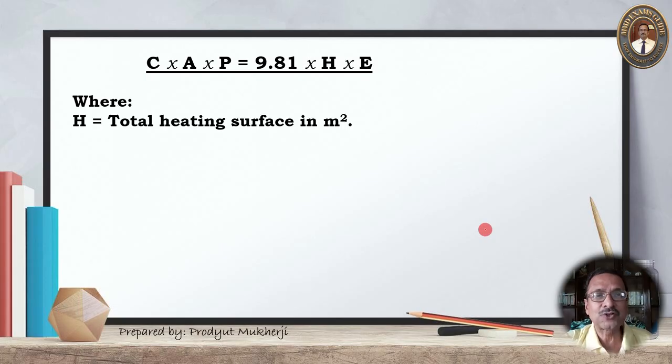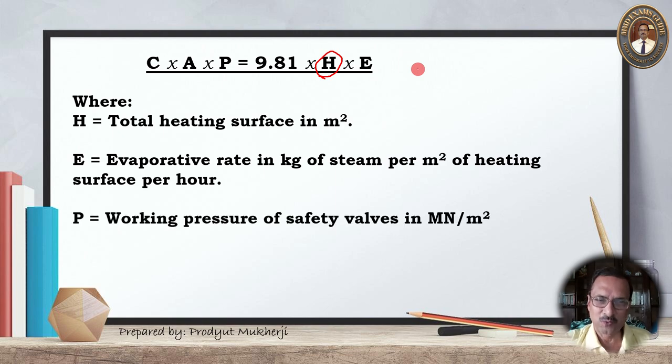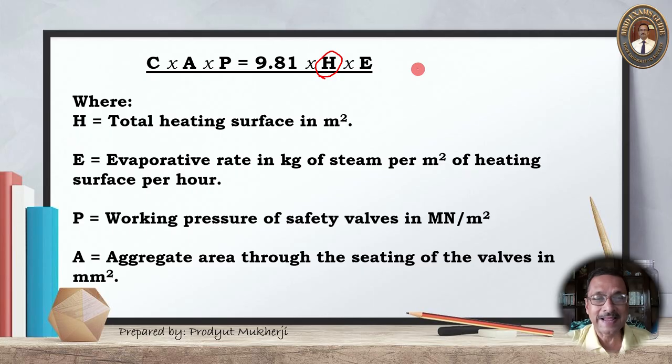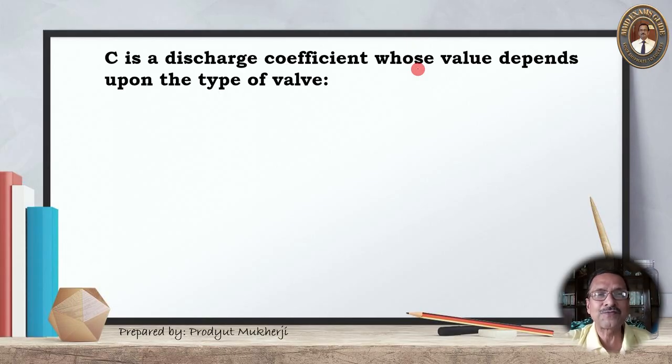H is the total heating surface area of the boiler. He is the evaporative rate in kg of steam per meter square of heating surface per hour. P is the working pressure of the safety valve in meganewton per meter square. A is the aggregate area through the seating of the valves in millimeter square. And C is a discharge coefficient whose value depends upon the type of valve.